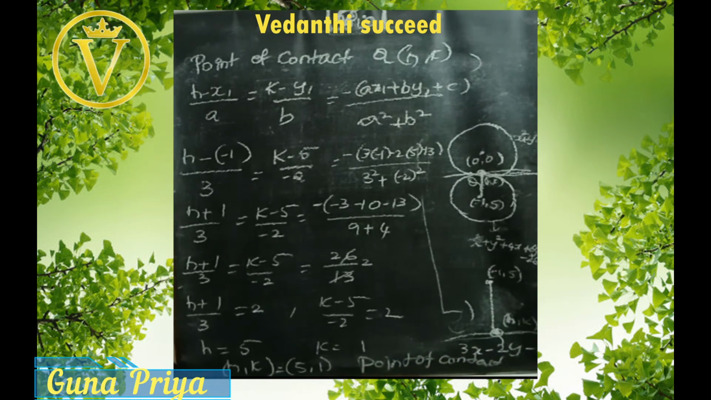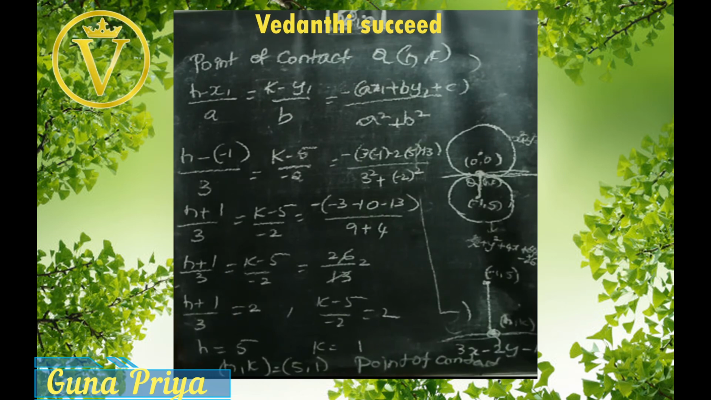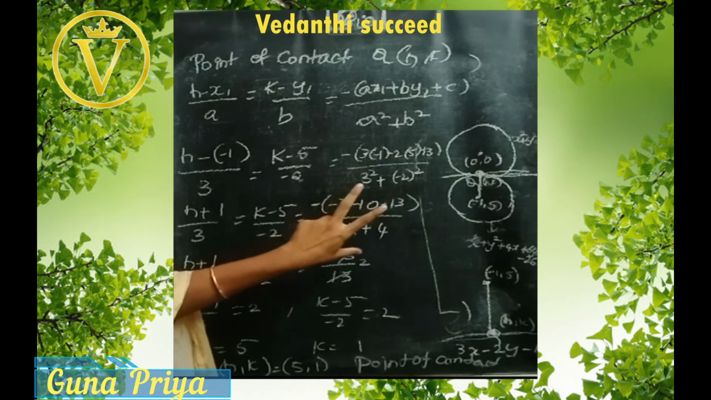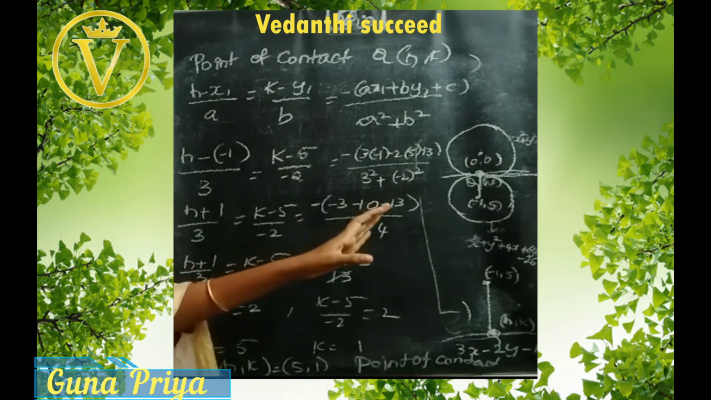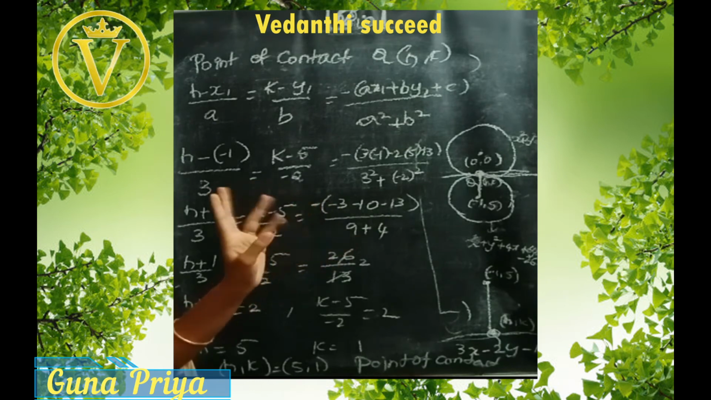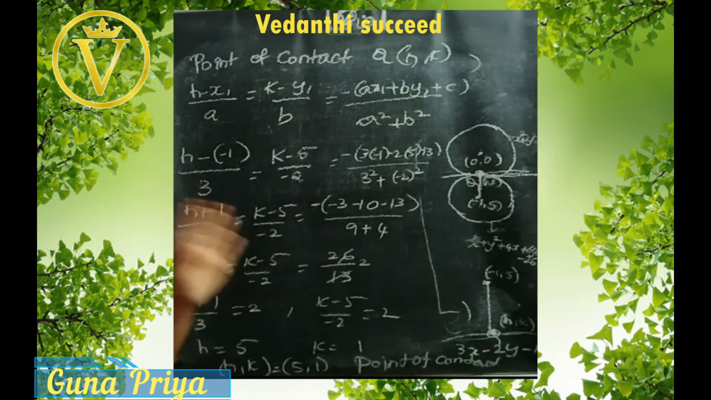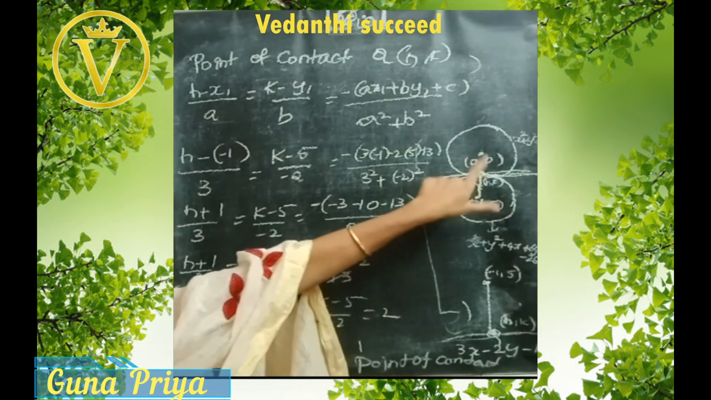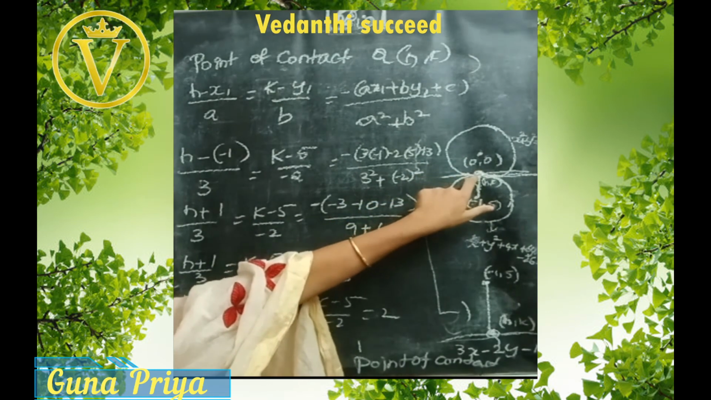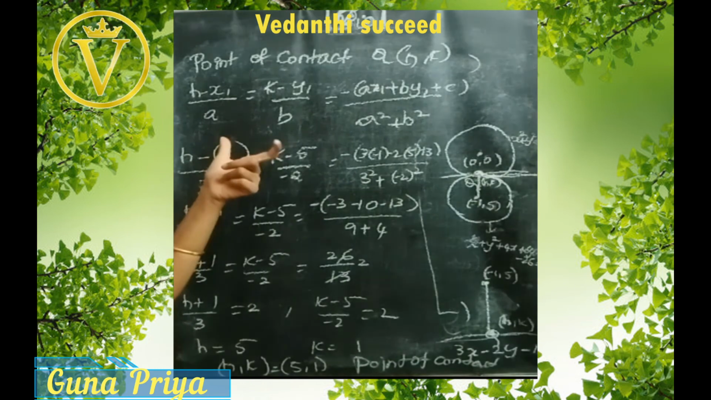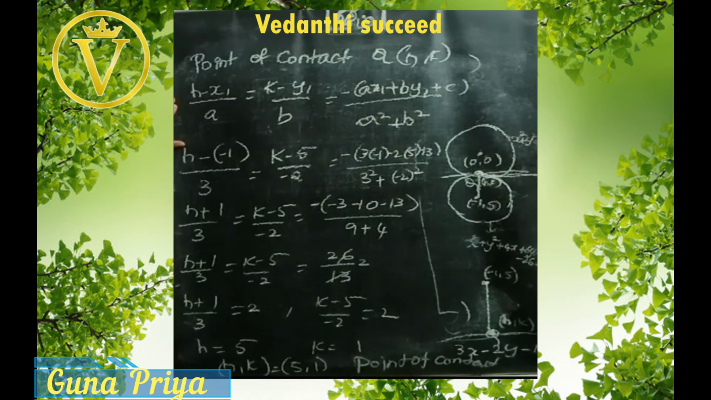First, understand the problem they have asked. First, they have said to prove that two circles touch each other. They have given the circles' equations and we have to prove that the two circles touch each other. Next, we have to find the touching point, that is the point of contact. The point of contact formula is this only. Okay. Next we go for the 7th problem.